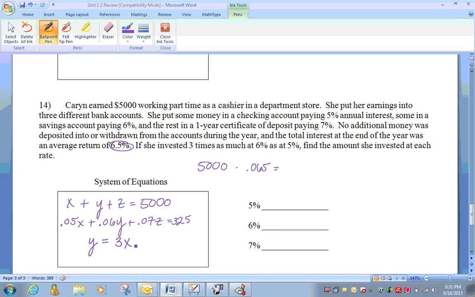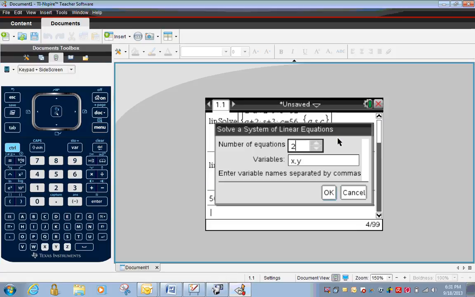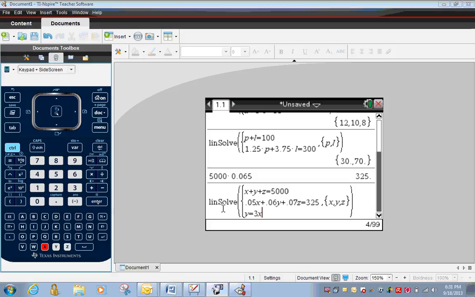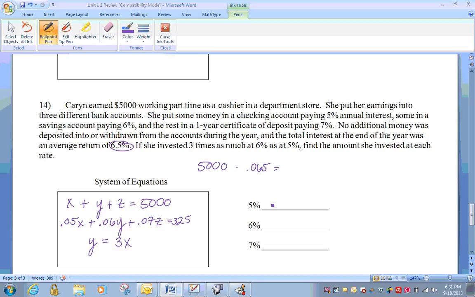Okay, and then once again, we can go into our calculator, hit menu, algebra, solve systems of equations. There's 3 equations this time, and 3 variables, X, Y, and Z. We hit OK, and you go ahead and type them in. And then you hit enter, and your answers right there are $500, $1,500, and $3,000. So at 5% interest, the amount that she puts in is $500. And then at 6%, she puts $1,500, and at 7%, she puts in $3,000.